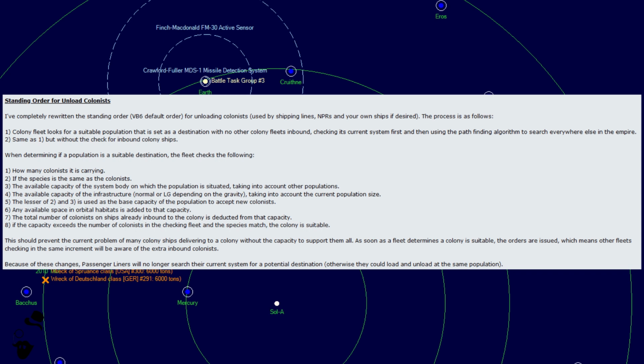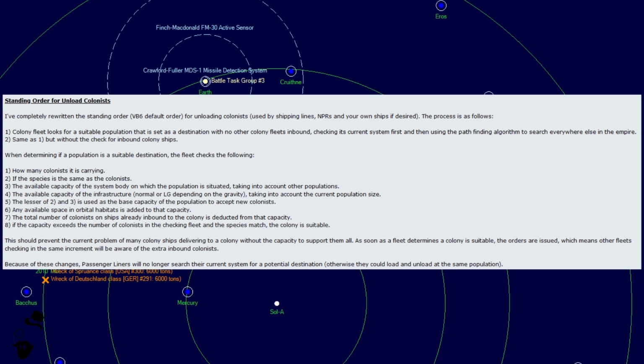The available space in orbital habitats is added to that capacity. The total number of colonists on ships already inbound to the colony is deducted from that capacity, and if the capacity exceeds the number of colonists in the checking fleet and the species match, the colony is suitable. This should prevent the current problem of many colony ships delivering to a colony without the capacity to support them all. As soon as the fleet determines a colony is suitable, the orders are issued, which means other fleets checking in the same increment will be aware of the extra inbound colonists.